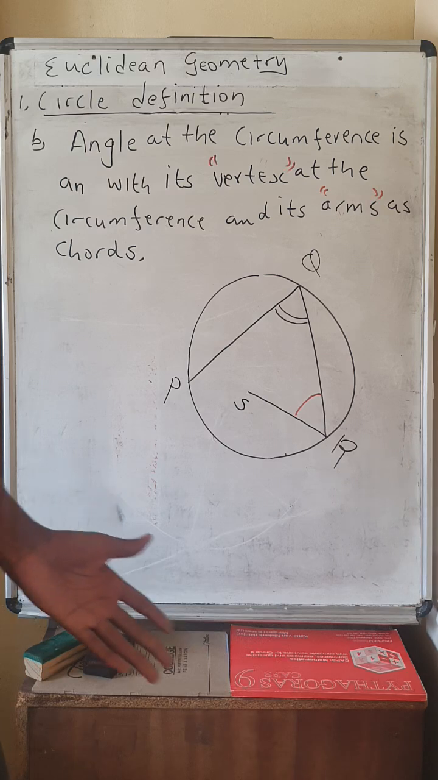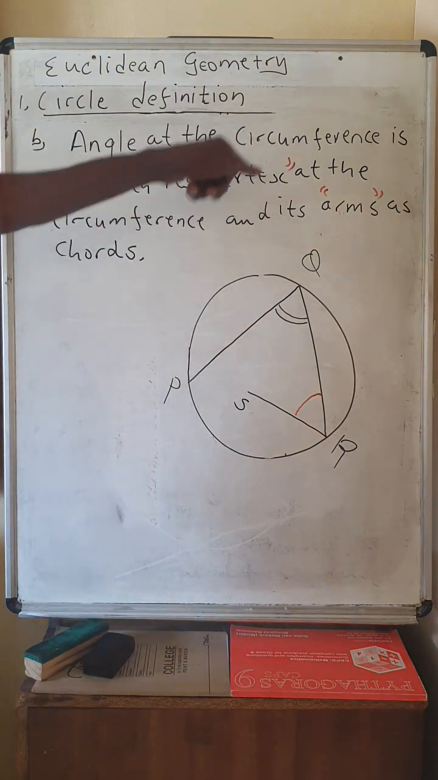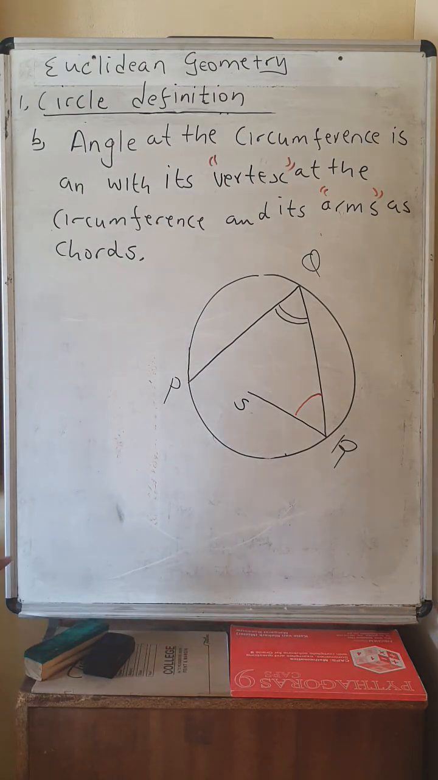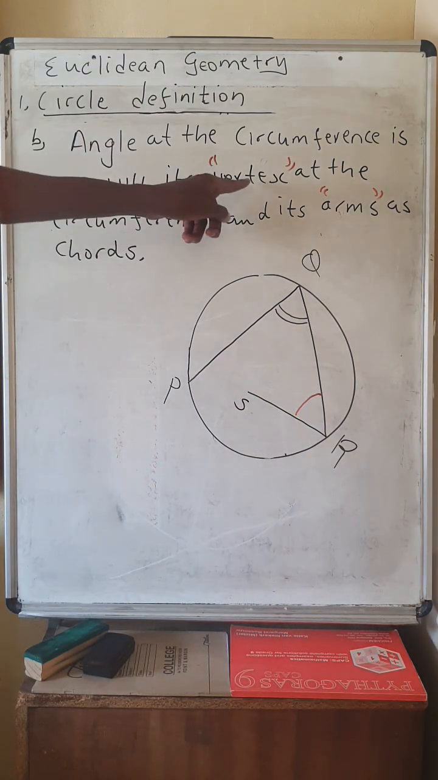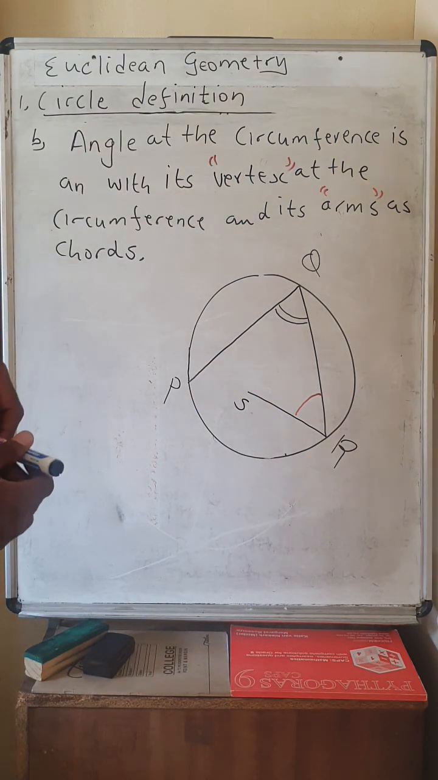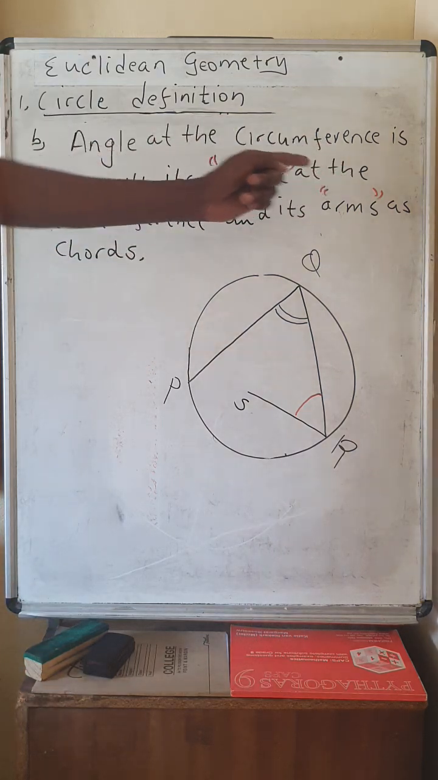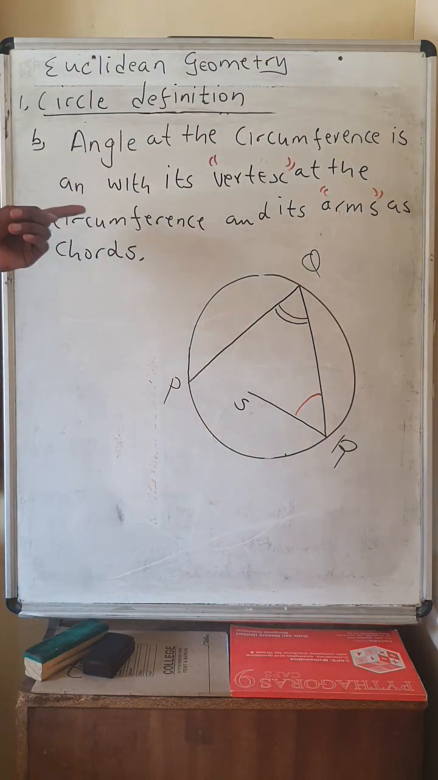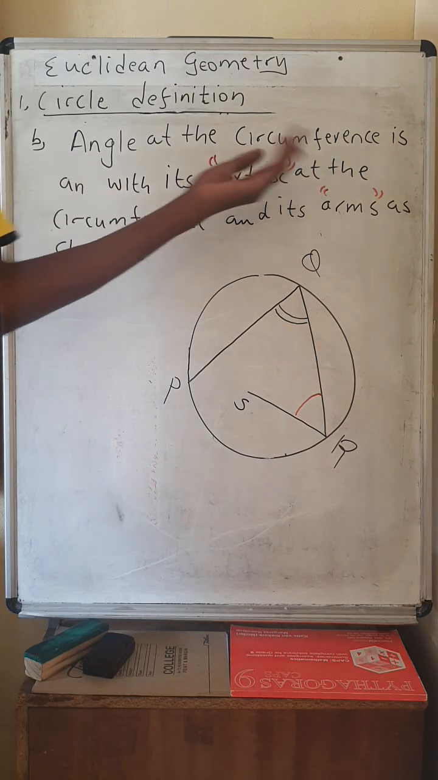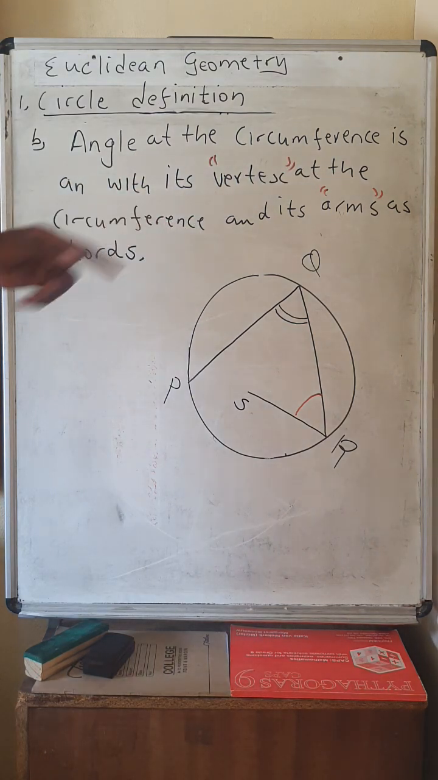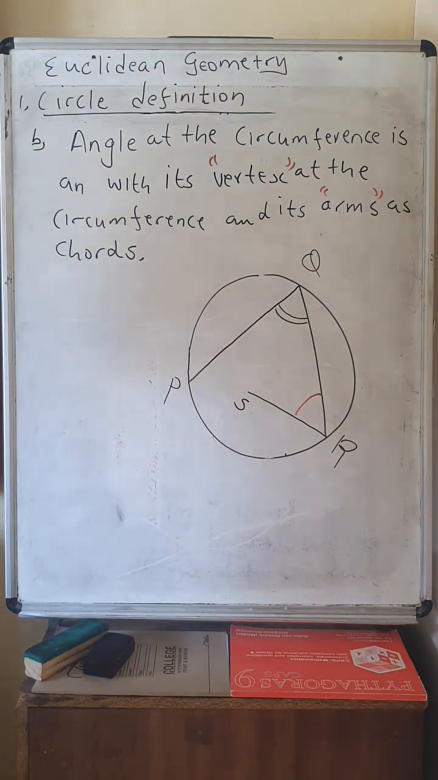There's only one way to find out. Are these two conditions met? If they are met, yes, it is at the circumference. If they are not met, then it is not at the circumference. Let us check. I'm going to start off with the vertex, because the definition says it is an angle with its vertex at the circumference. So is the vertex of the angle at the circumference?